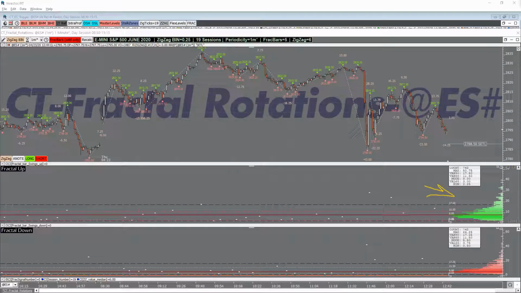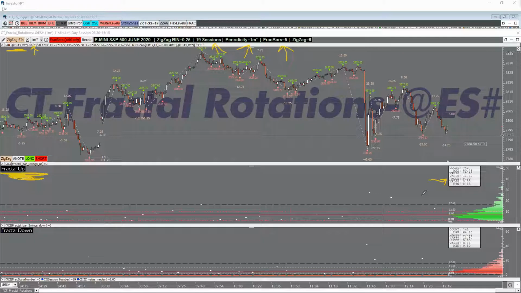It's taking all of the data to the left, all of the plots to the left, and it's generating a summary. And what the summary is saying is this: for up rotations in the ES, this is the product ES on a 1 minute chart, looking back 19 sessions, 1 minute periodicity with a 5-bar fractal. Here's what you've got. You've got 742 swings, which means we have a big enough sample. Your mode, or your most common, is 8 points.